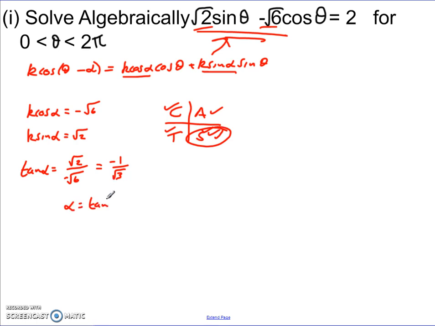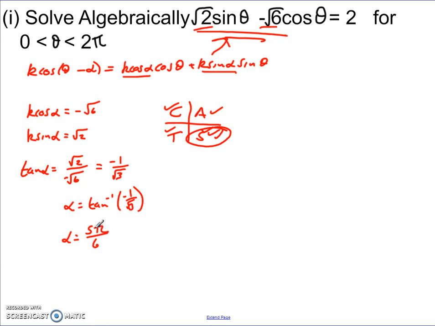So we want to find what tan minus 1 of negative 1 over root 3 is. Well, what we want to first do is find what tan minus 1 of 1 over root 3 is, using our exact values, so that's pi by 6. We then do, because it's in this quadrant here, 180 or pi, take away the pi by 6. When we do that, we get that alpha is equal to 5 pi over 6.